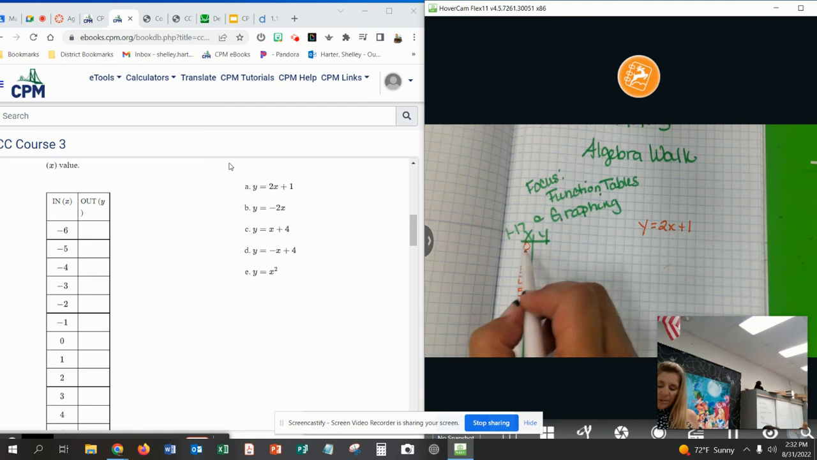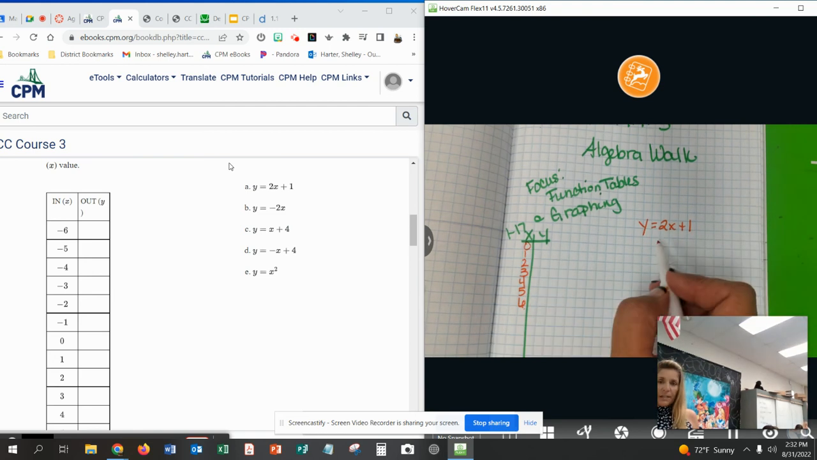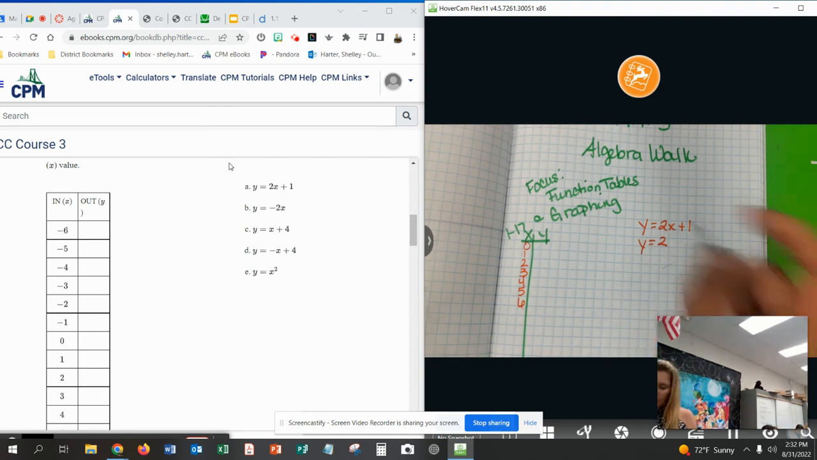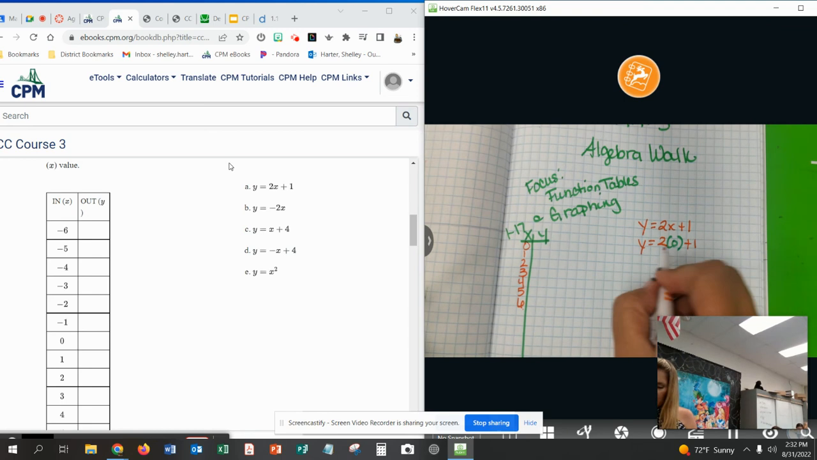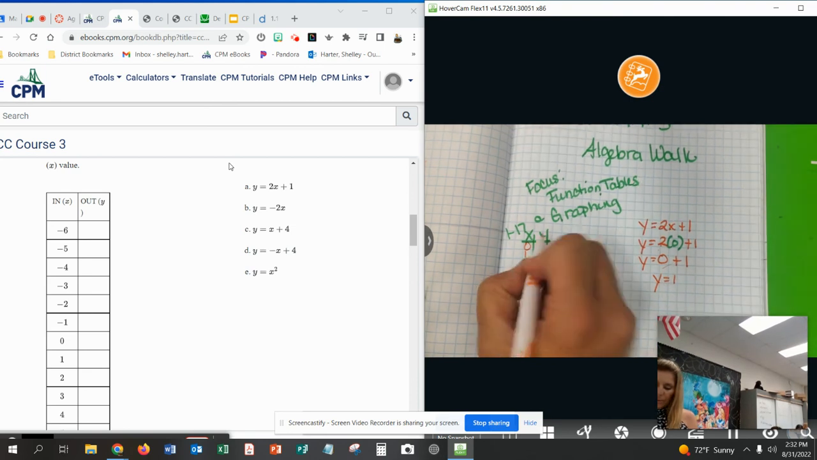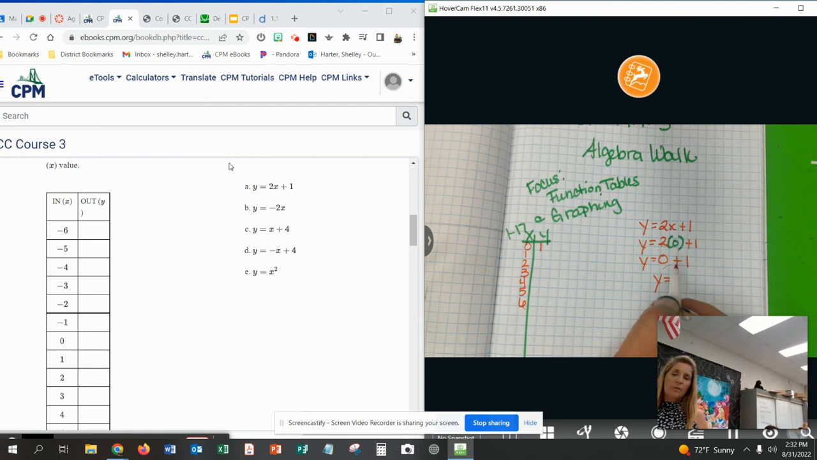Got it? So the first thing I'm going to do is plug this 0 in to the x. So it's going to look like y equals 2 times 0 plus 1. So y equals 2 times 0 is 0 plus 1. What is this one? Y equals 1, so it goes right here. Okay?